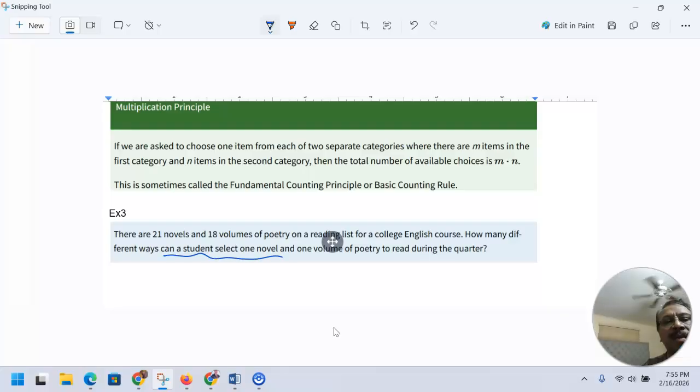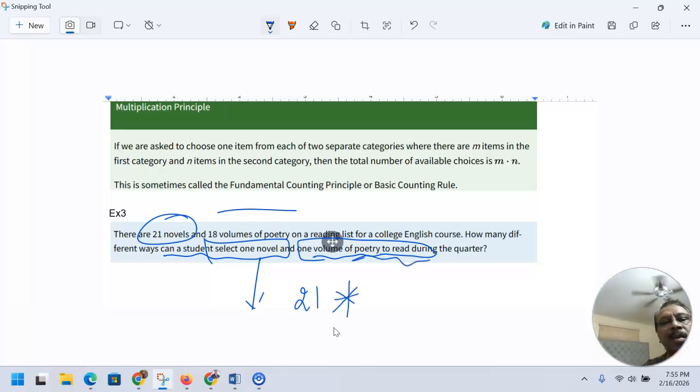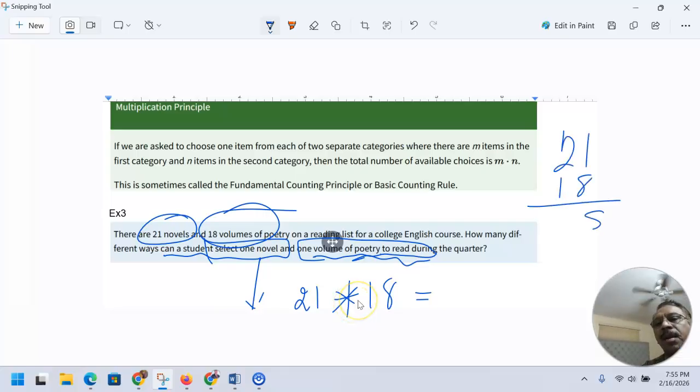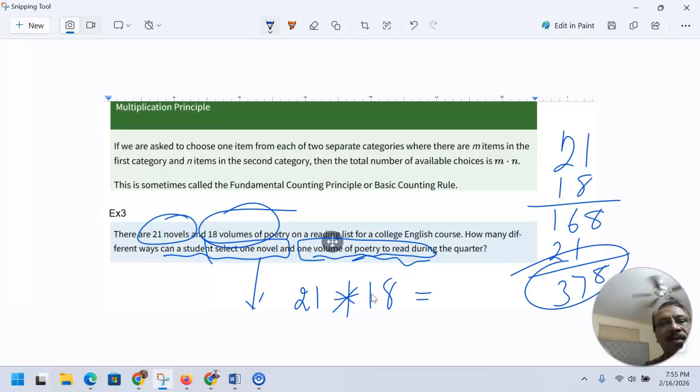So a different way: one novel and one volume of poetry. This can be done from 21 novels, so you just say 21 times 18 volumes of poetry. All you do is multiply this, and you can use the calculator if you want, or you can directly do it like this: 8 times 2 is 16, then 1 and 2, and you get 378 options. I hope that makes sense. And as and when required, I will show you the calculator.